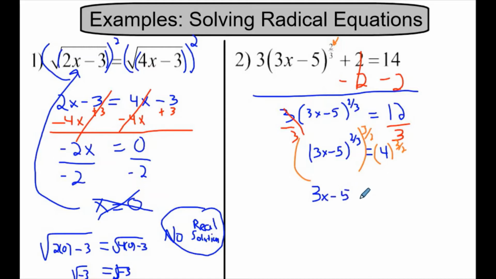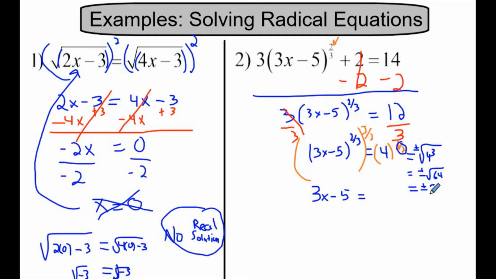But here, the question is, what is this? Well, remember, this is the exponent, so that is the square root, and then 4 to the 3rd power. And don't forget your plus or minus, because we just took the square root. So that'll be plus or minus 4 to the 3rd power, which is 64. So this right here actually comes out to plus or minus 8.